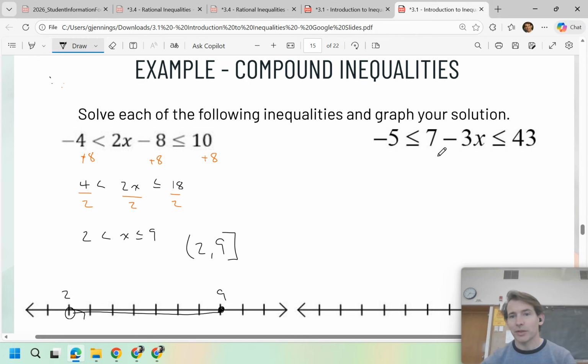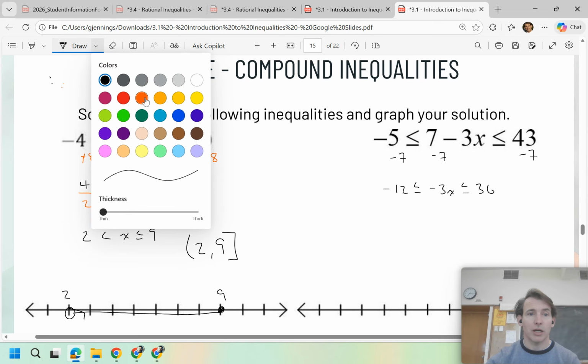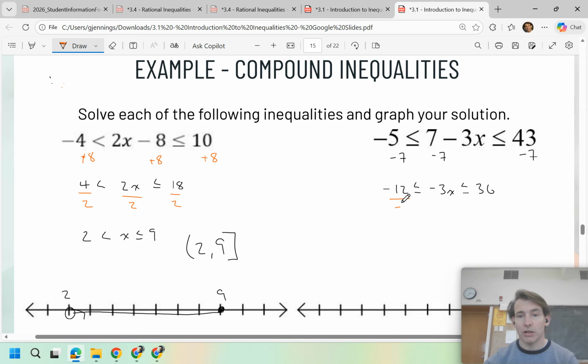Over here, let's subtract 7 from both sides. Subtracting 7 does not change the direction of the inequality, so we have minus 12 is less than or equal to minus 3x is less than or equal to 36. But then when I go ahead and divide all of them by minus 3, I must remember to shift the direction of these two.